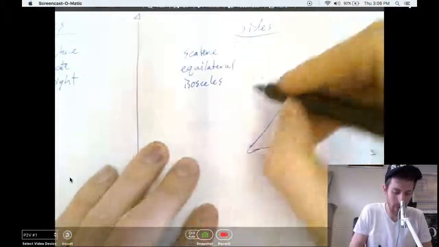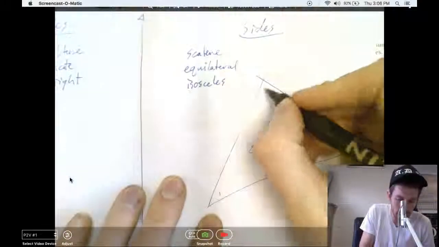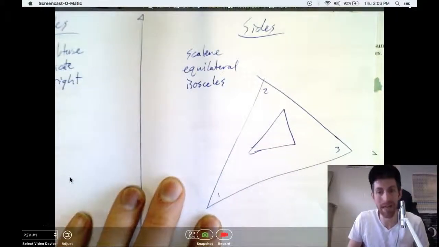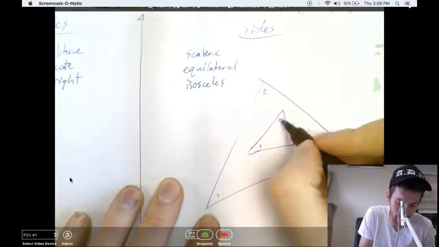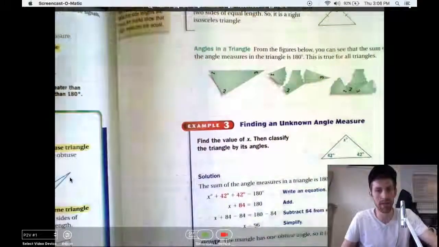I could make some crazy huge one like this. 1, 2, 3. Those add up to 180. 4, 5, 6. Those add up to 180. You get the picture here? Alright, let's look at your book.